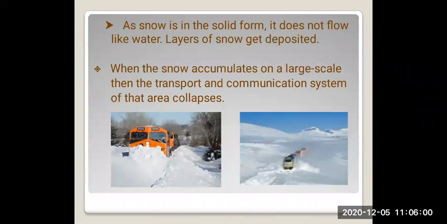Next, this is one type. One thing about the snow, it is a big disadvantage. When the snow accumulates on a large scale, there is no transport and no communication system, and it is collapsed.